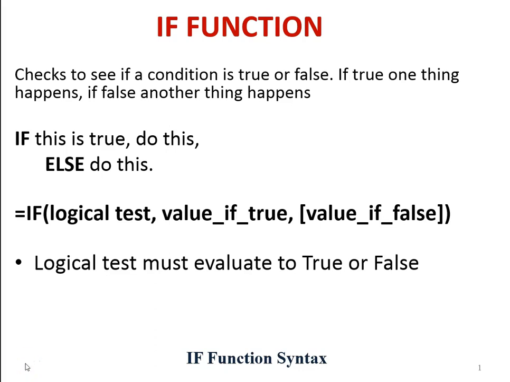The first argument of the if function is the logical test, which must evaluate to true or false. The second argument is what happens if the logical test evaluates to true. The third argument is what happens if the logical test evaluates to false. Notice the value if false is an optional argument. If you do not include that argument, if the test evaluates to false, then the word false will display in the cell.